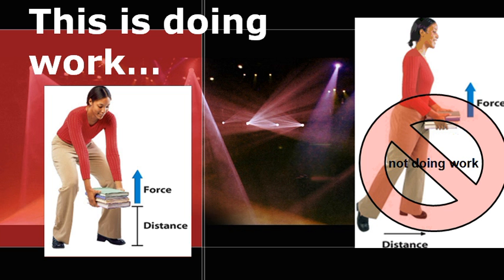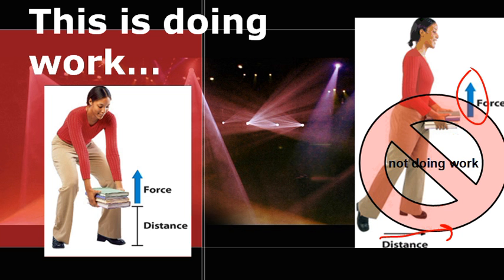The picture that's now on the right side of the screen is the same girl, but she's no longer doing work on the books. This might seem weird because she seems to be still doing something with the books, but notice that the force that she's applying to the books is up. And the distance that she's traveling is going from left to right. So work is not being done in this example.